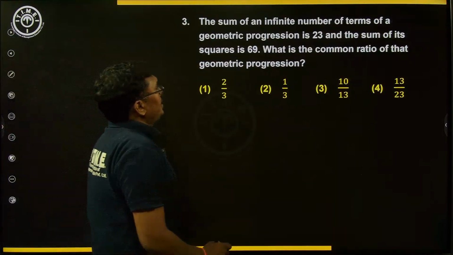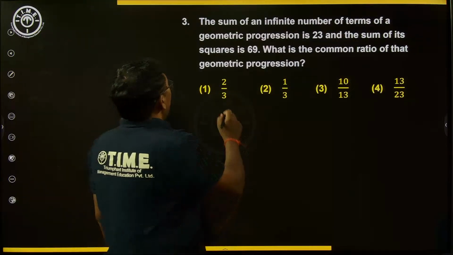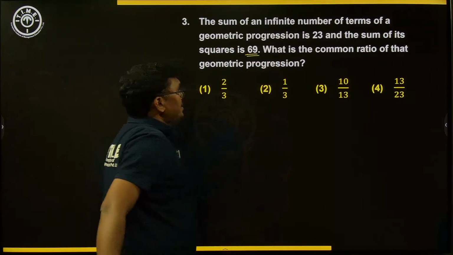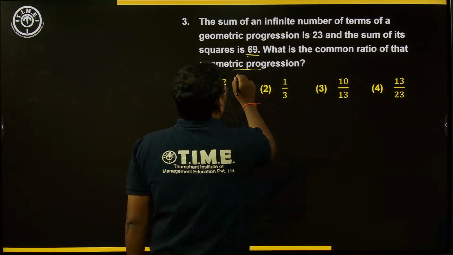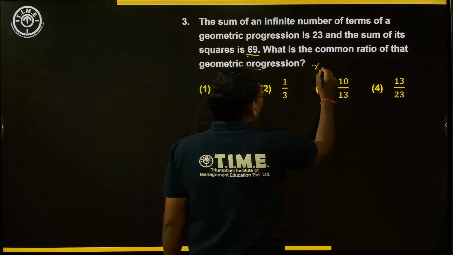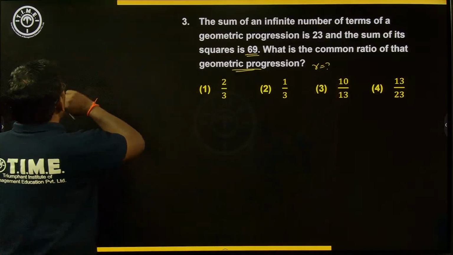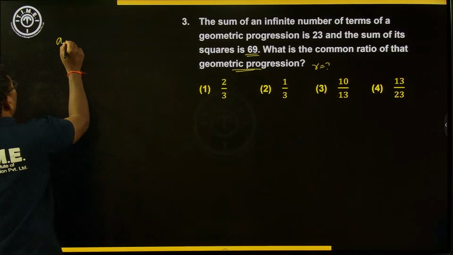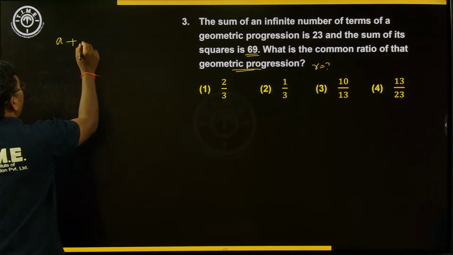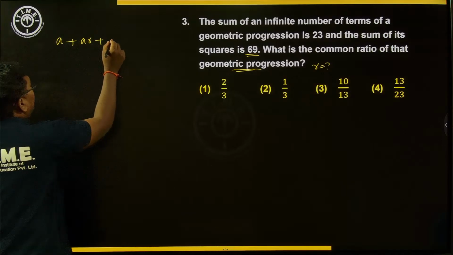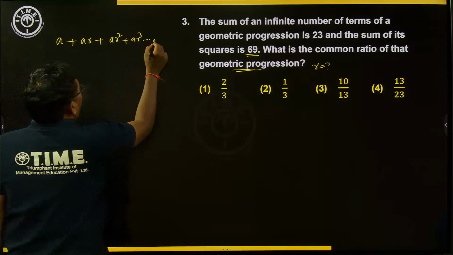The sum of the infinite number of terms of a geometric progression is 23. The sum of its squares is 69. So what is the common ratio of that geometric progression? You need to find the common ratio R. R is how much? Okay. So what is the general geometric infinite series? It is in the form of first term A, common ratio R: A plus AR and AR square, AR cube, and so on to infinity.